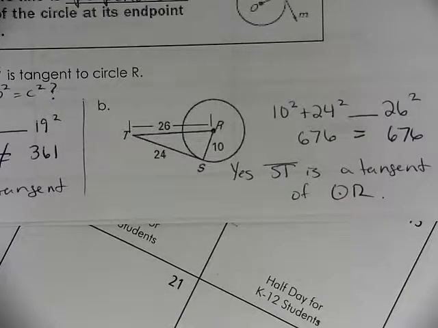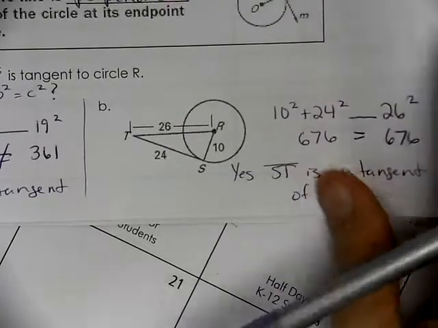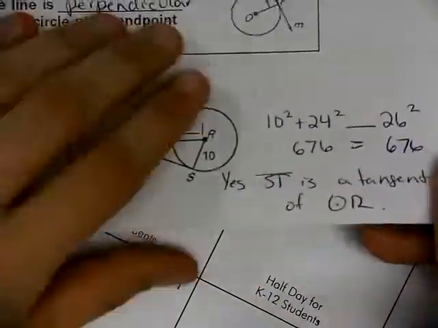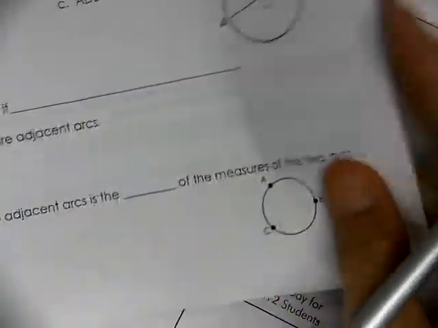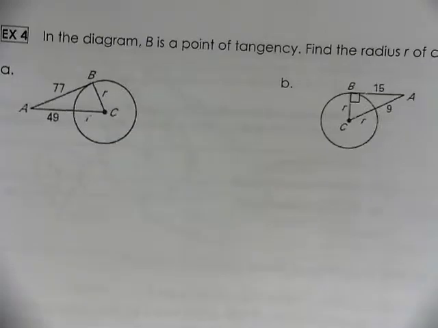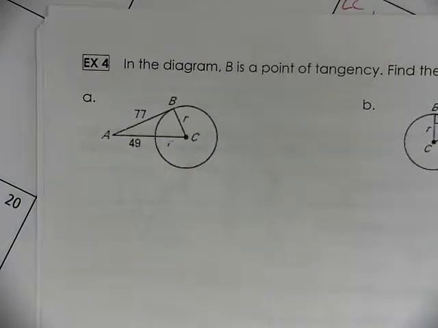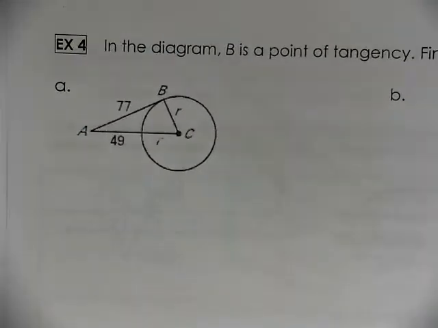Okay, the last thing we gotta do is the hardest part. We can use this same property, this same theorem, and we can figure out how big a radius is in a circle if you're given certain other information. Okay, the tricky part here is the algebra.